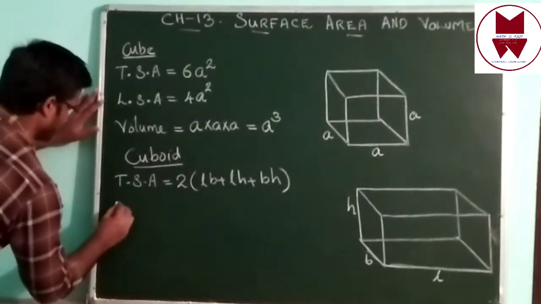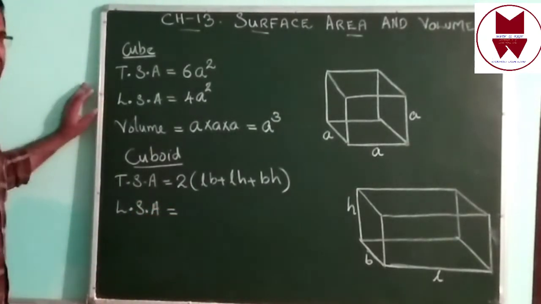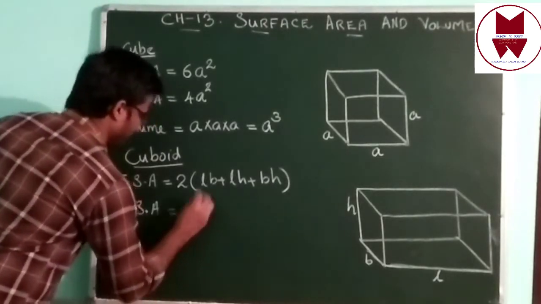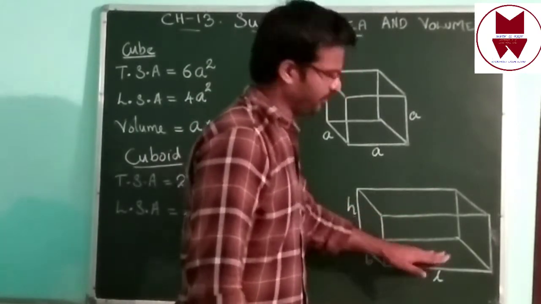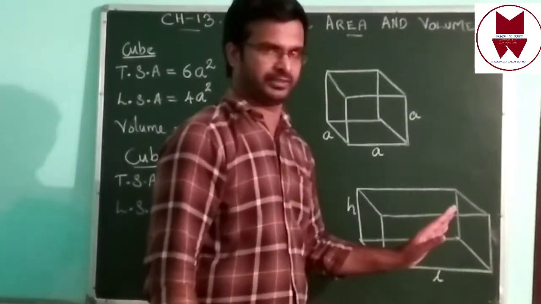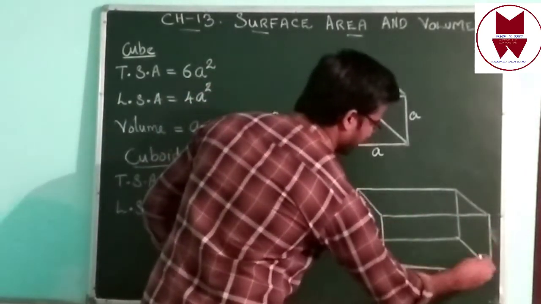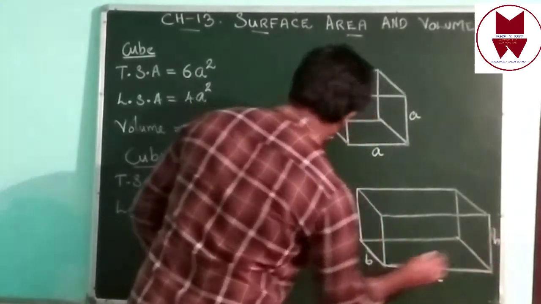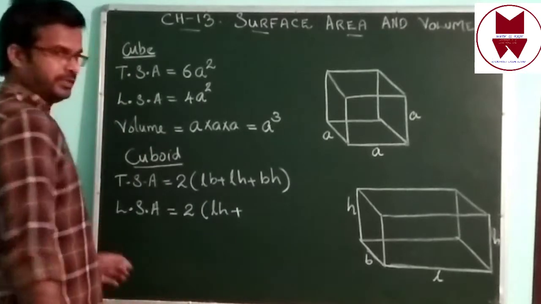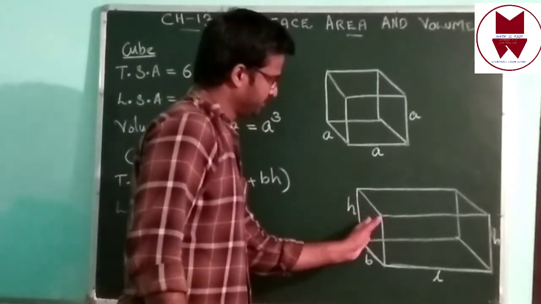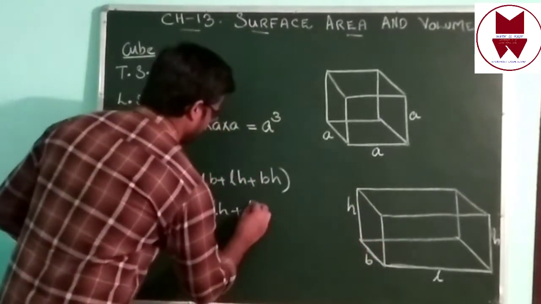Next, lateral surface area. Lateral surface area 2 into, lateral surface means this top and bottom, just leave it, then remaining 4, isn't it? And then what is area of this front side? Here I choose that. L into H, isn't it? We can write LH plus, then this side, what will we get? B into H, BH.